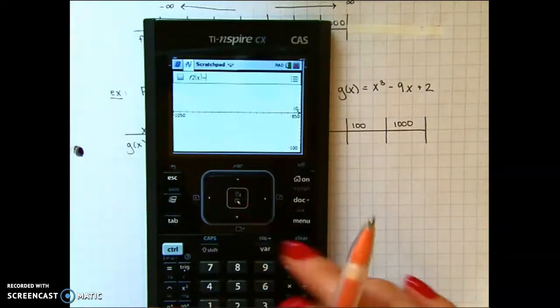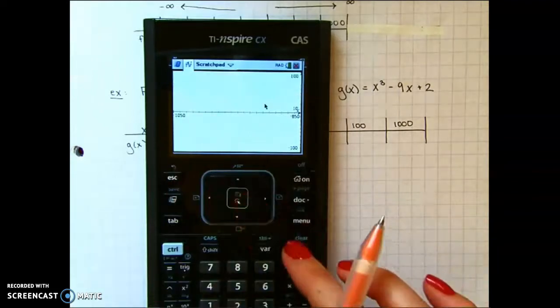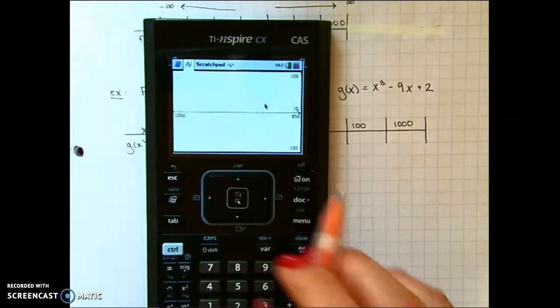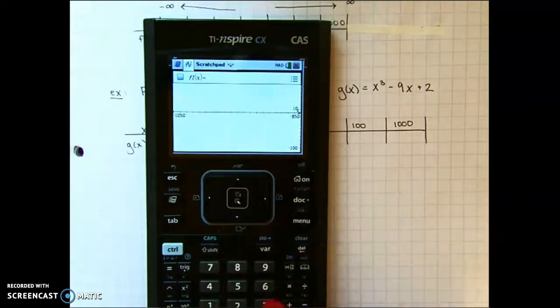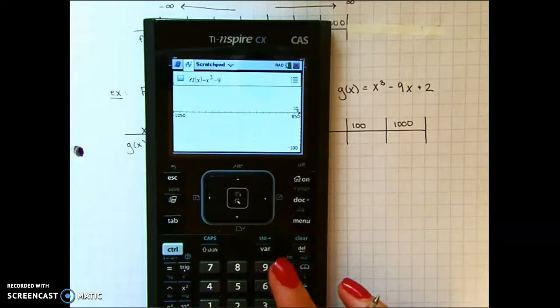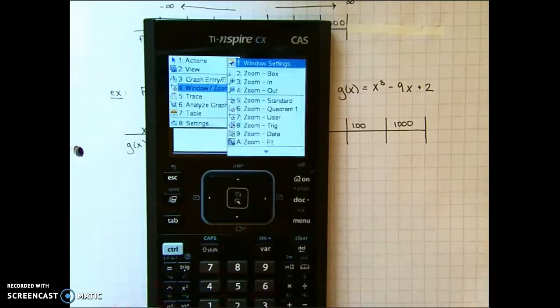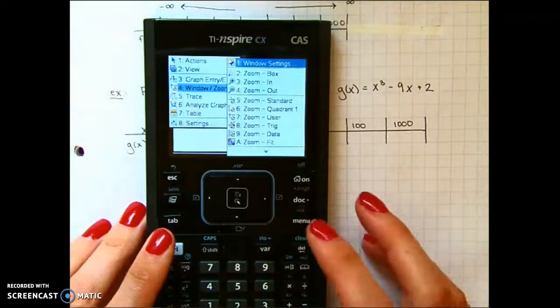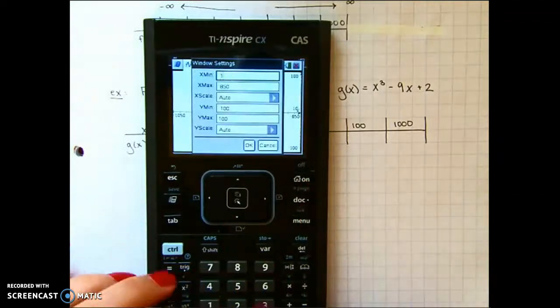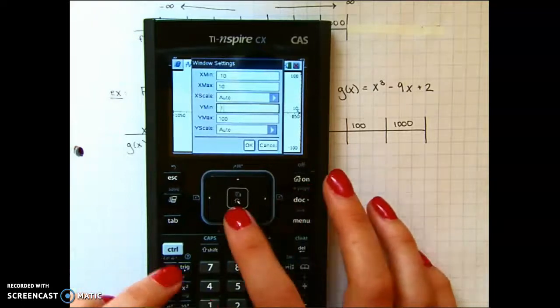Let's try that again. It does have a graph. My axis is currently non-existent. Okay, x cubed minus 9x plus 2. Okay, so it's graphed. You can't see it, so I'm going to change the window. Window settings. I'm going to change it to just a 10 by 10 and see what that gives me.